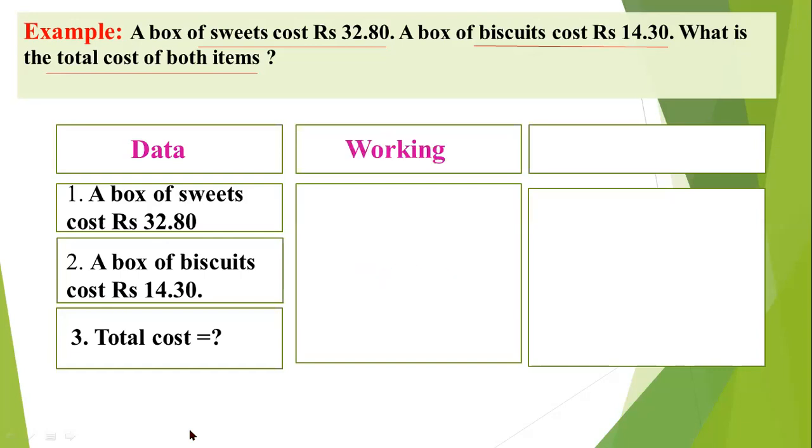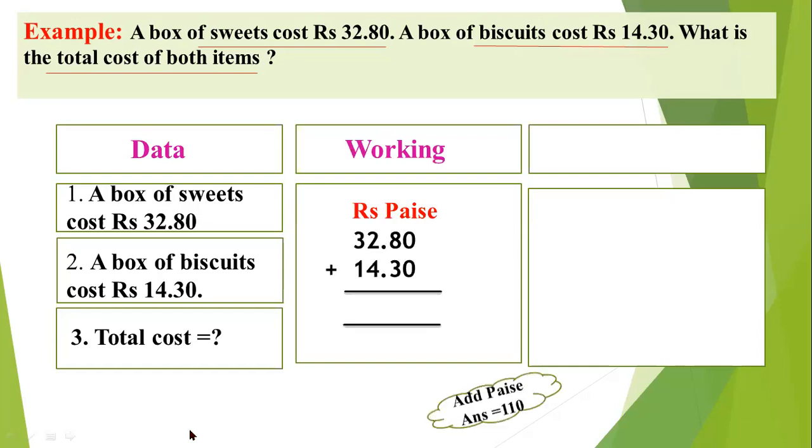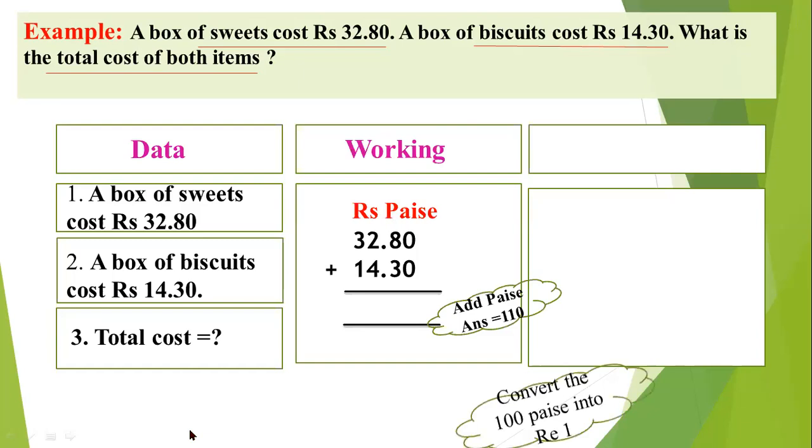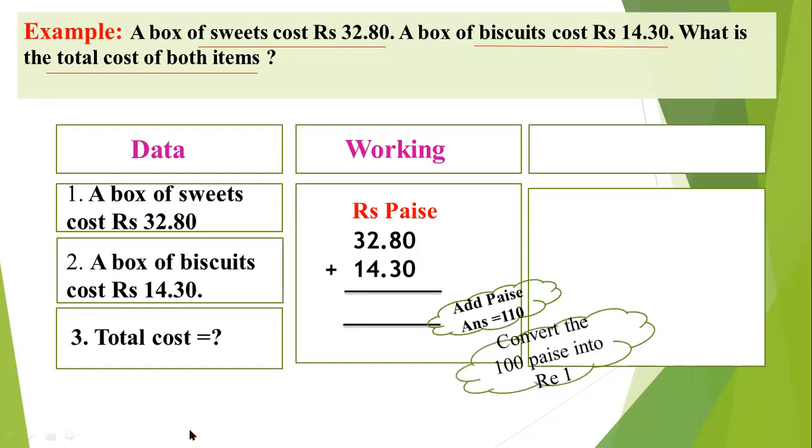Let's show our working. We will write the sum in a vertical form. 0 plus 0. 80 and 30 is equal to 110. So it is more than 100. We will convert this 100 paisa into 1 rupee, and this 1 rupee will be carried forward to the rupees side.